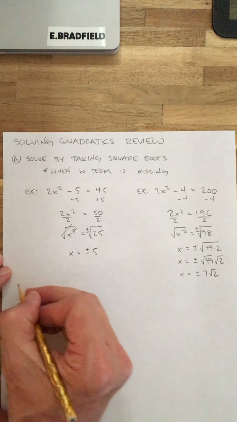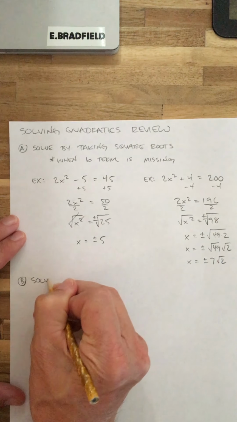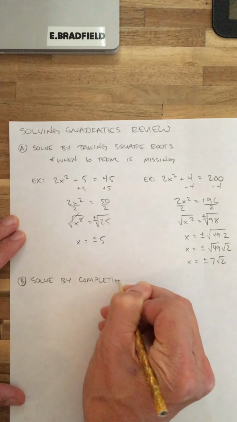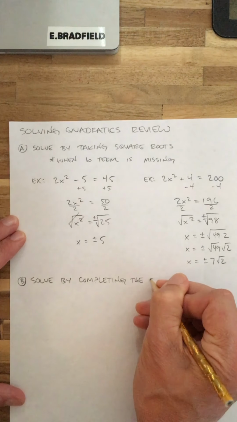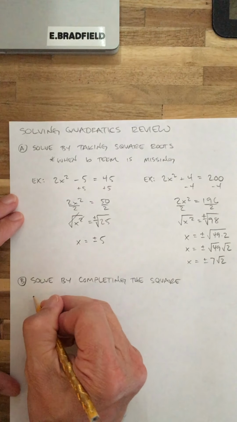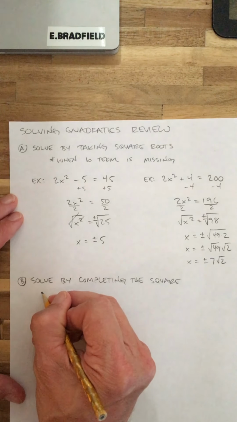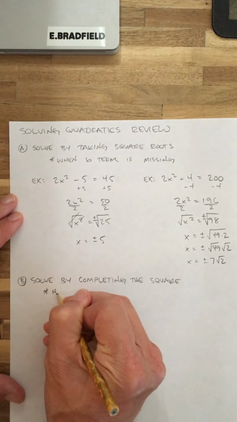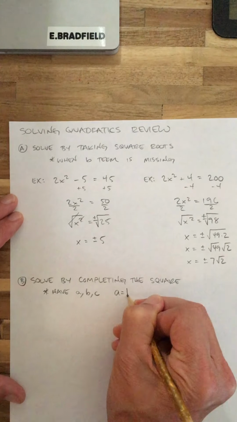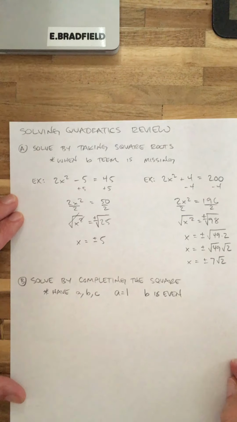Let's do part B. This is going to be solve by completing the square. Okie dokie. Here's our first example. When do you use solve by completing the square? That's when you have all a, b, and c, and a equals 1, and b is even. That's when you're going to use completing the square.